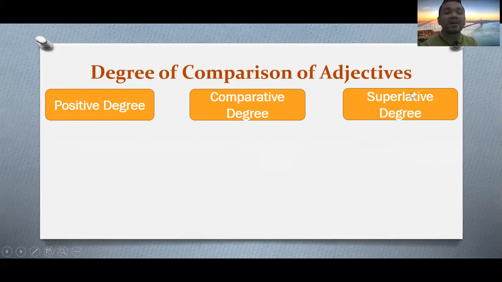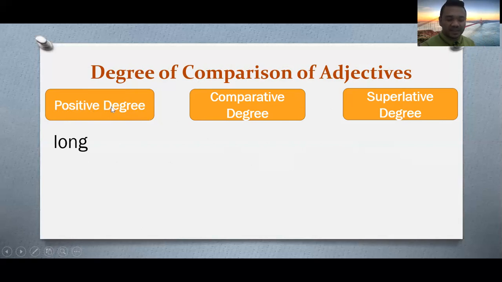Now, superlative degree. This degree is used to compare three or more nouns or pronouns. So again, comparative compares two nouns or pronouns, and superlative is used to compare three or more nouns or pronouns. Take note: positive is one, comparative is two, superlative is three or more. Let's take a look at the examples.